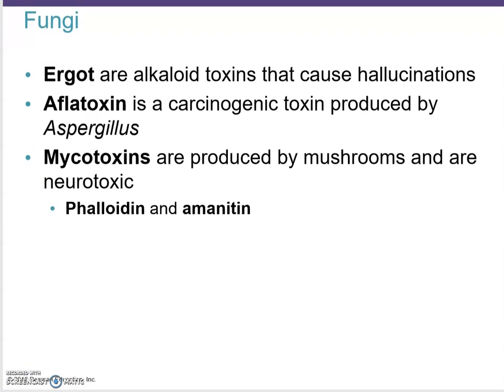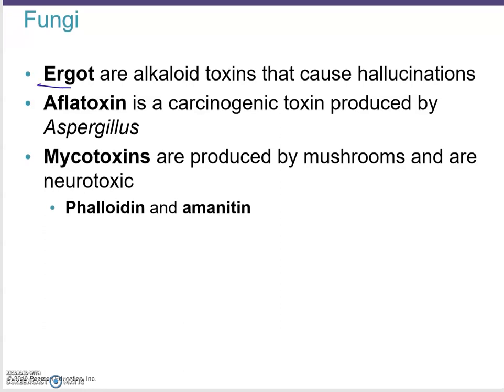So here are some examples of fungal toxins. Ergot toxin, that one is pretty famous. It's an alkaloid toxin that causes hallucinations. Aflatoxin is a carcinogenic toxin produced by the fungus Aspergillus, highly carcinogenic. So aflatoxin is something to really look out for. Mycotoxins produced by mushrooms are neurotoxic. You have amanitin and phalloidin as an example right here. Some people actually enjoy taking these things because they can also produce hallucinations and get you on some trips.